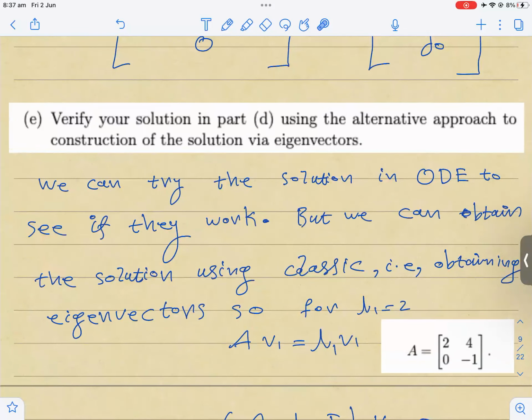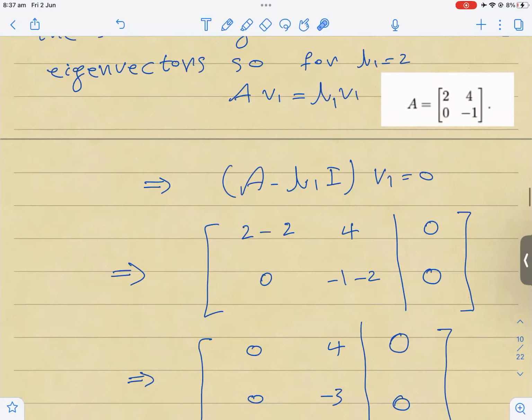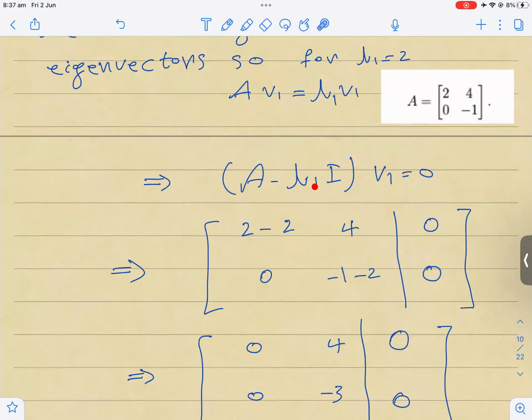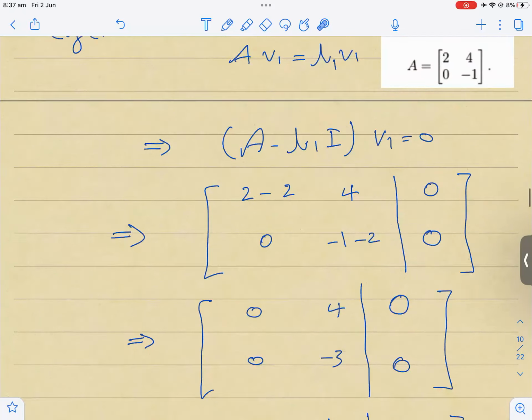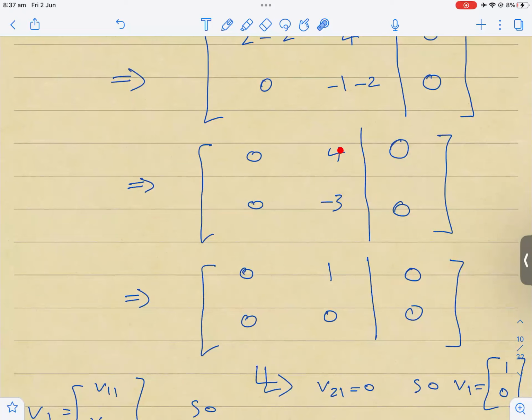Okay, verify the solution in part D using the alternate approach, the construction of the solution via the eigenvalues. As I said, the eigenvalues are 2 and -1. So I can obtain eigenvectors v1 and v2. I'm going to find v1. From here, I can divide by 4, so this will be 1, and then I can make this one 0.